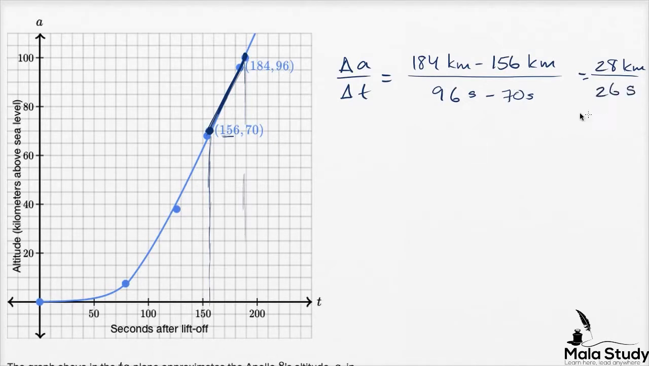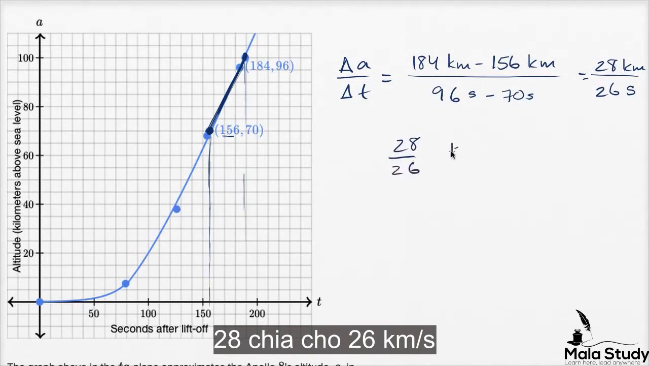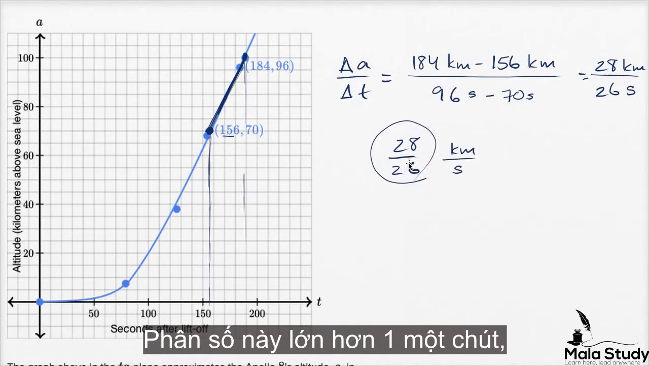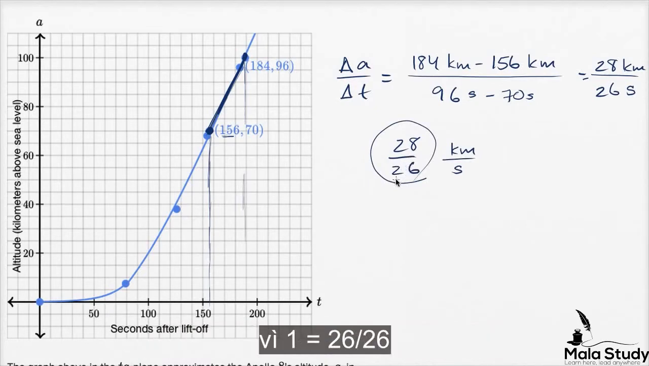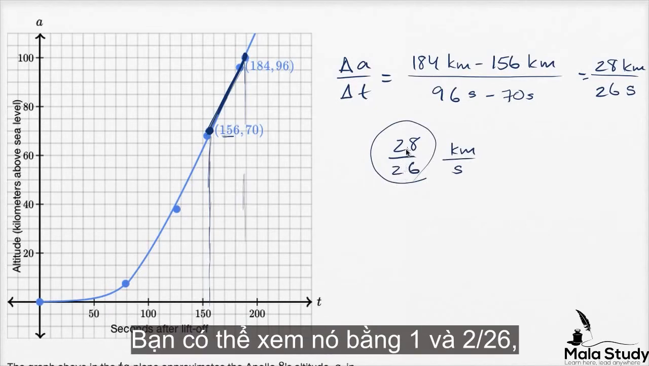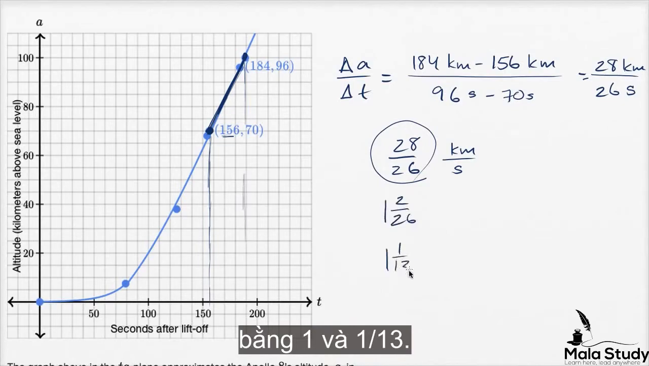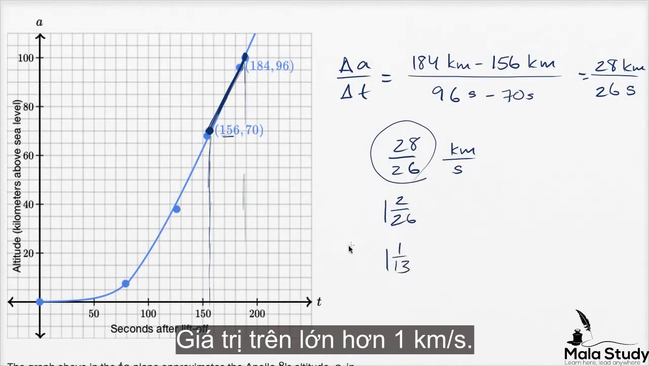So this is going to be slightly more than 1. 28 over 26 kilometers per second. So this value right over here is a little bit more than 1. 1 would be 26 over 26. So you could view this as 1 and 2/26, or you could write this as 1 and 1/13. So a little bit more than 1 kilometer per second.